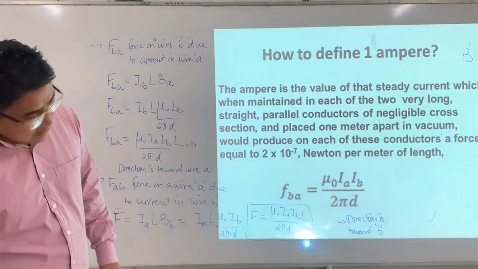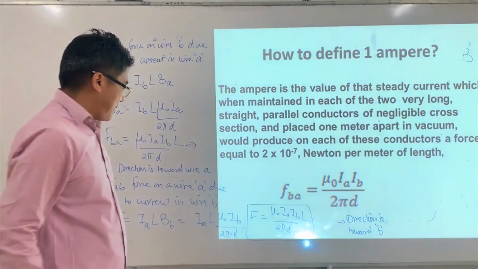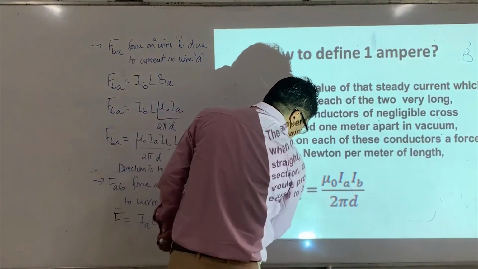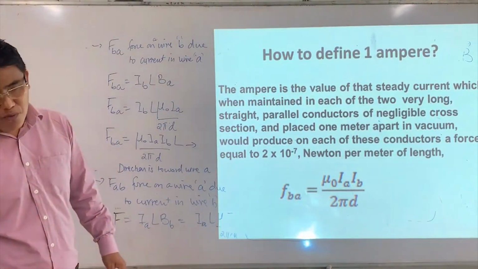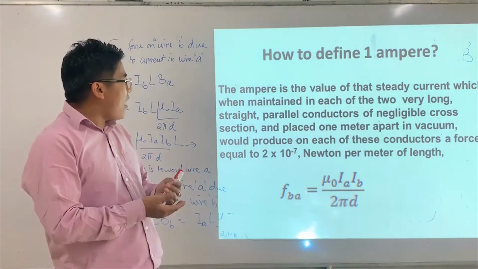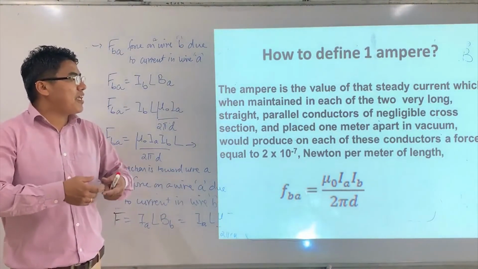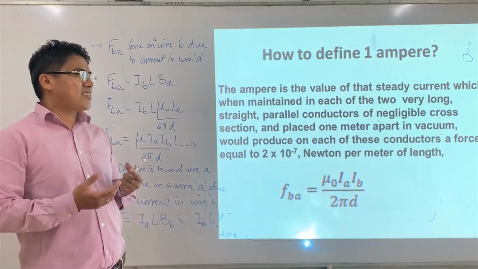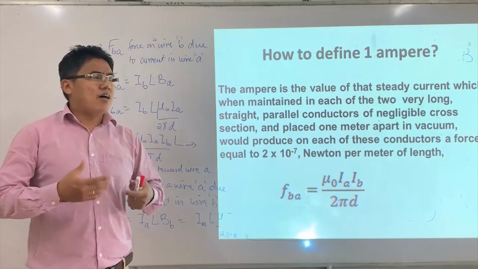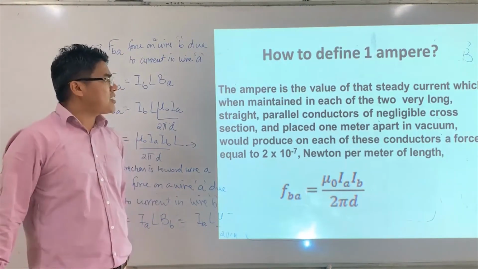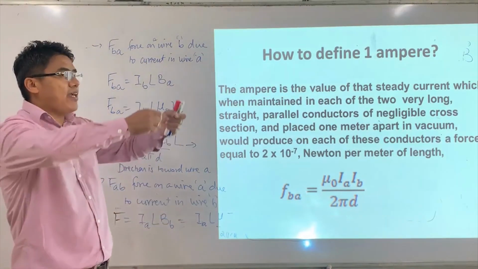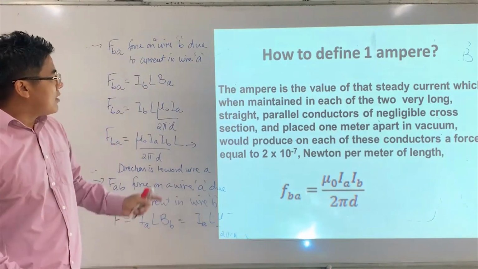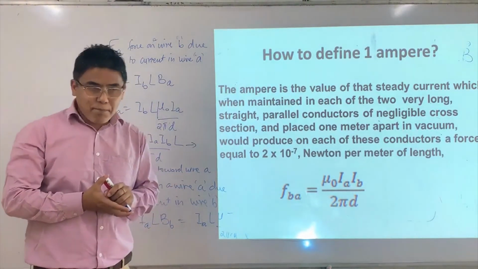And now lastly, how to define 1 ampere. You may answer. 1 ampere is defined as 1 coulomb passing through a unit area in 1 second. Yes, this is 1 ampere, but practically it is not possible to measure it. I can't go and find how much is 1 coulomb and see whether it is passing through or not. The simplest way of defining 1 ampere is this.